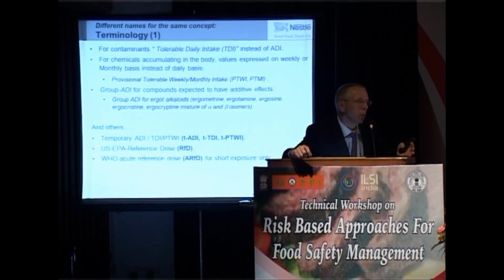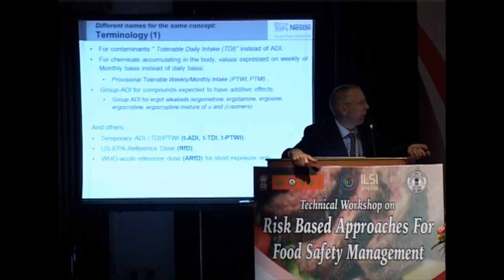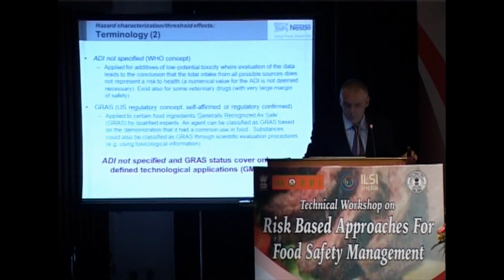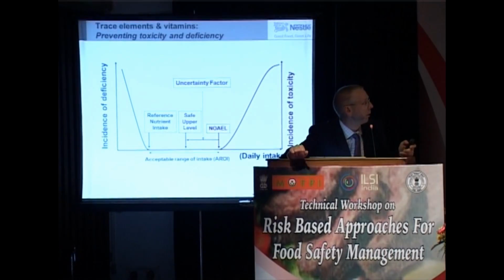Sometimes you have group ADI. If you know that chemicals will occur in group and they will have the same target, same mechanism, so the effect will be additive, in that case, you will have a group ADI. And you have, as a name, temporary ADI when some data are missing. The US EPA has another name, reference dose, which should not be confused with the acute reference dose, which is some sort of an ADI, but for very short-term exposure. Now, the GRAS status, I think, has been discussed already.